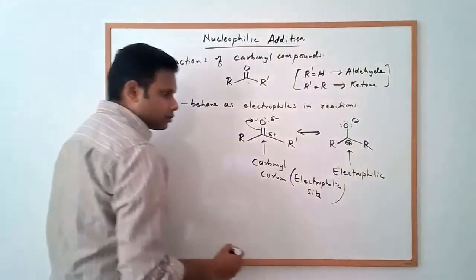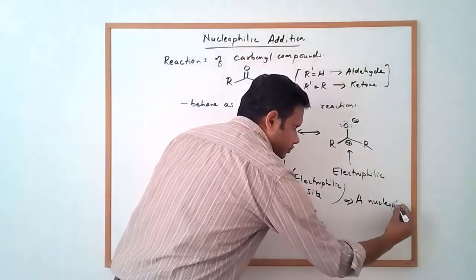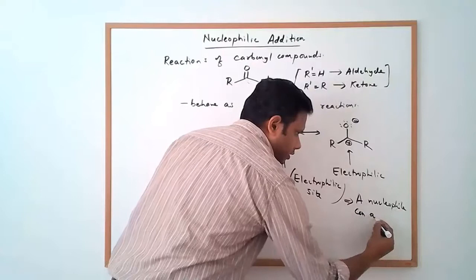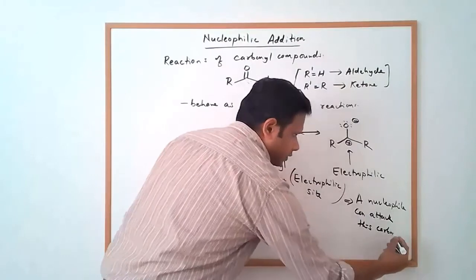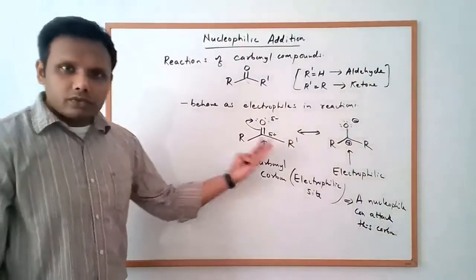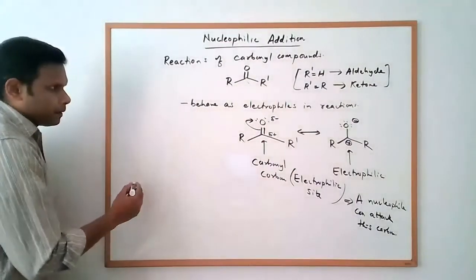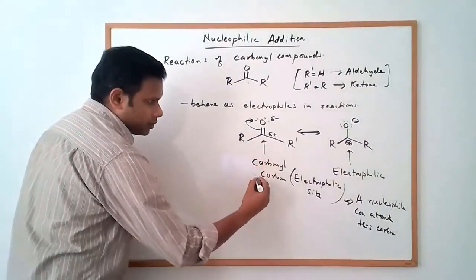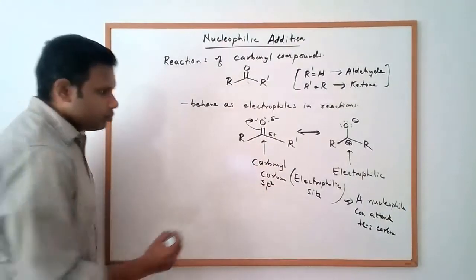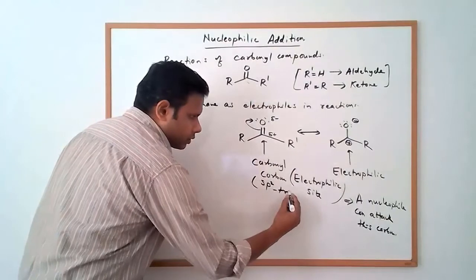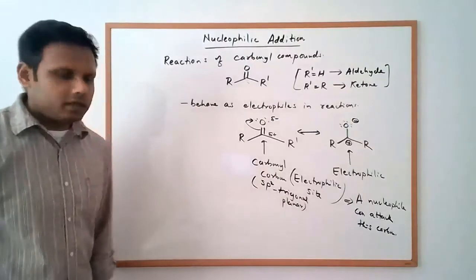So since it is an electrophilic site, what that means is a nucleophile can attack this carbon. So a nucleophile can come and attack this carbon. Now let's look at what that attack looks like. Another thing to remember here before we go into that discussion is that this carbonyl carbon is sp2 hybridized, which means the geometry around that carbon is trigonal planar. Okay, it's trigonal planar in nature.